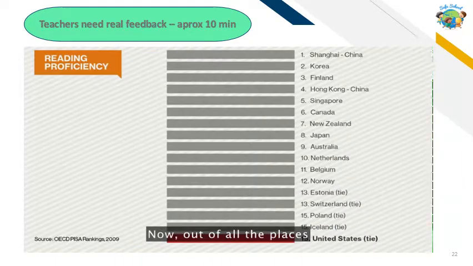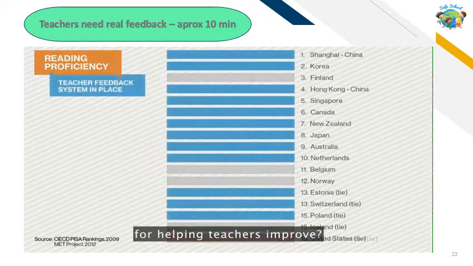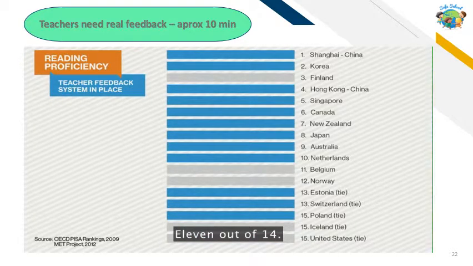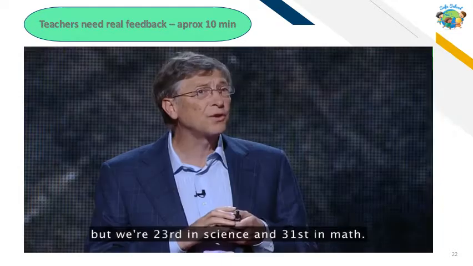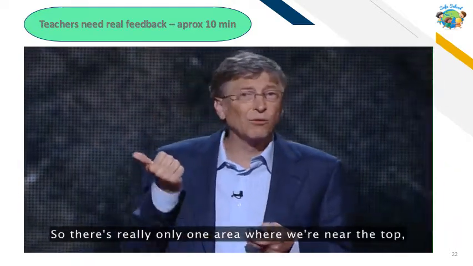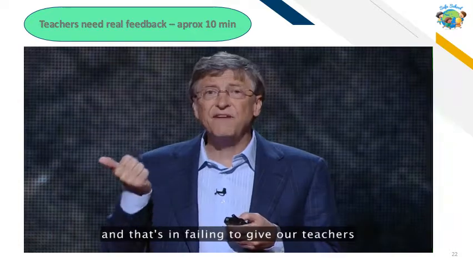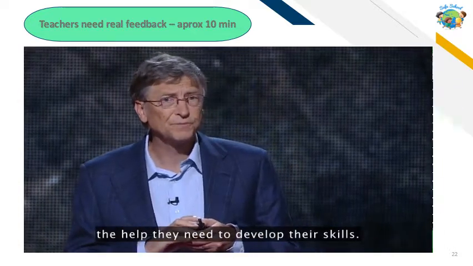Now, out of all the places that do better than the US in reading, how many of them have a formal system for helping teachers improve? 11 out of 14. The US is tied for 15th in reading, but we're 23rd in science and 31st in math. So there's really only one area where we're near the top, and that's in failing to give our teachers the help they need to develop their skills.